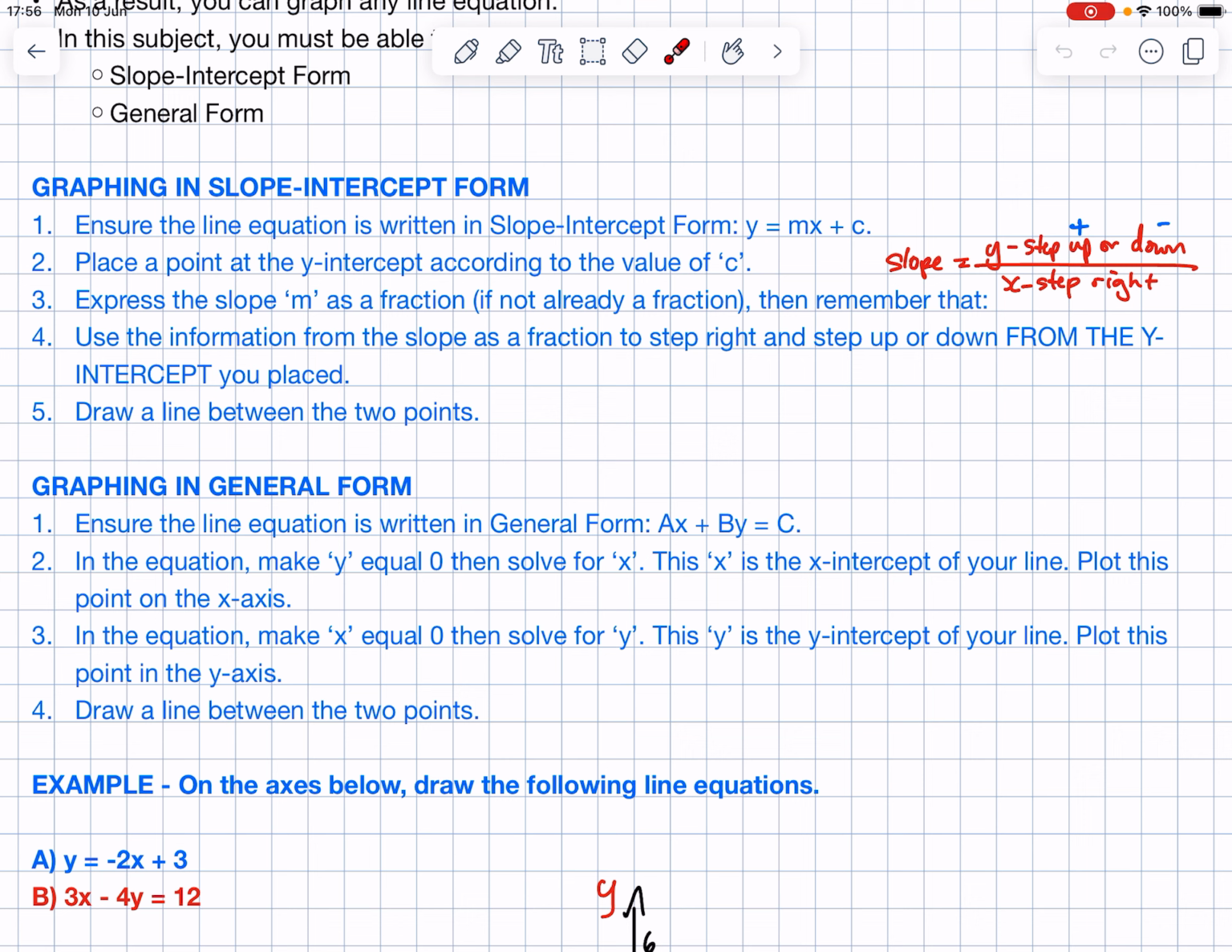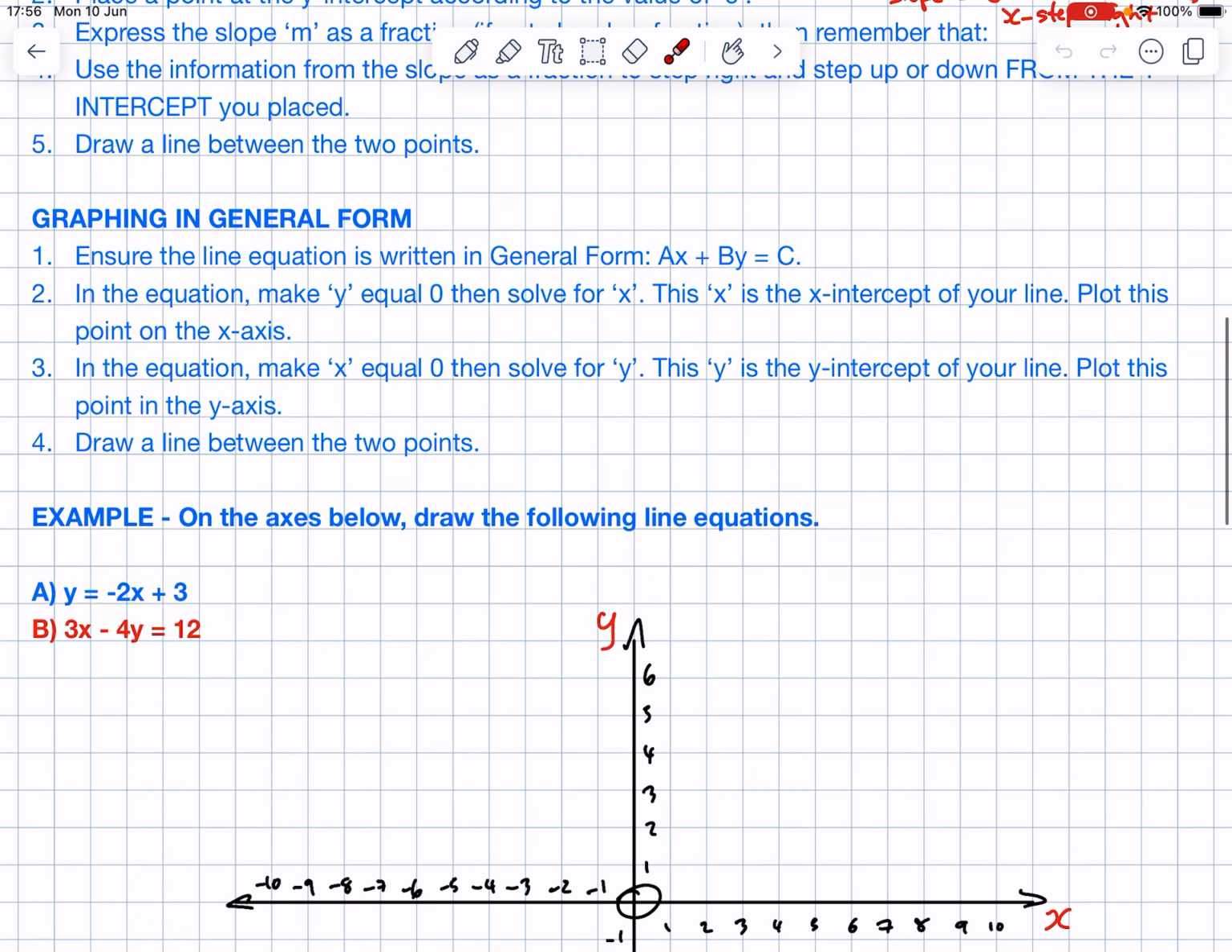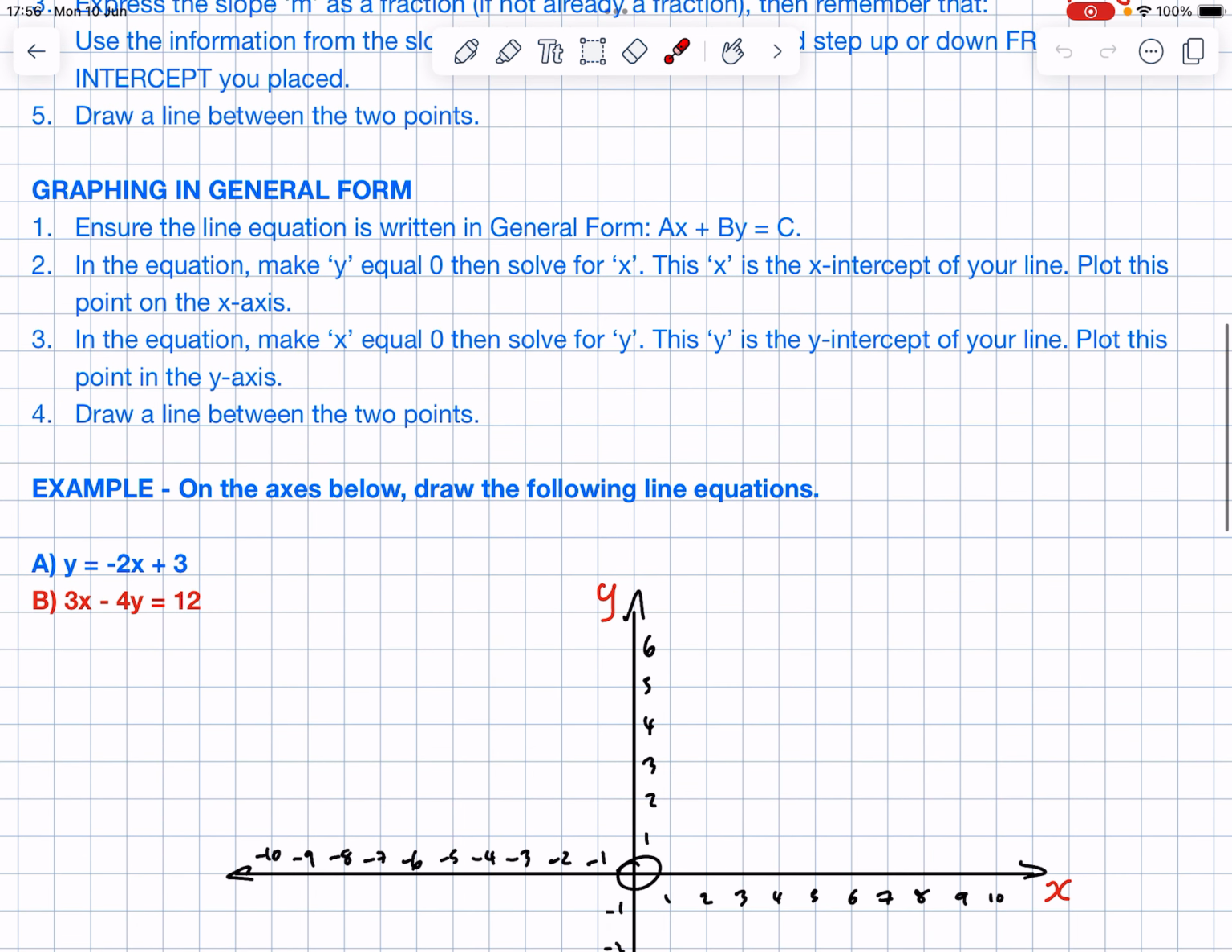Now use the information from the slope that you've written as a fraction to step right and step up or down from the y-intercept that you placed in step 2. Then you draw a line between the 2 points. That is how you graph in slope-intercept form. So I suggest you pause here and get those steps down. I'll move on. In the video, you can control pausing on YouTube.